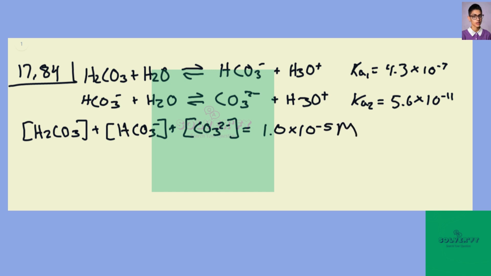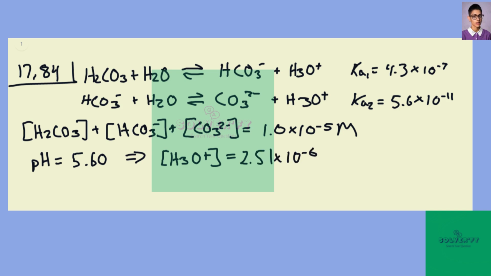And we can also calculate the concentration of H3O, or hydrogen ions, because the pH is 5.60. So we take the inverse log of negative 5.60, and we get a value for the H3O plus concentration of 2.51 times 10 to the minus 6 molar.